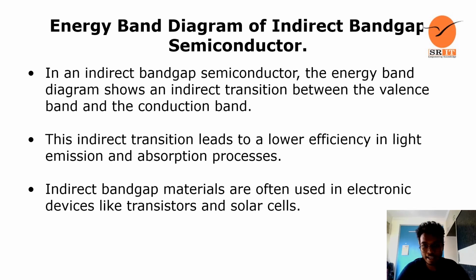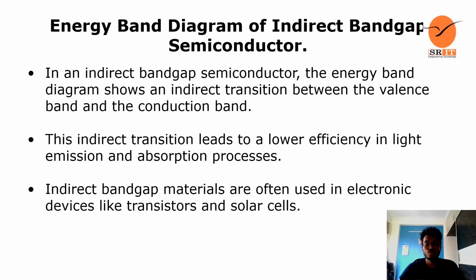Talking about the energy band diagram of indirect bandgap semiconductors, in an indirect bandgap semiconductor, the energy band diagram shows an indirect transition between the valence band and the conduction band. Since we have already seen in the diagram that there is an indirect transition but not a direct transition. This is because of the difference in momentum when electron and hole recombination takes place. And this indirect transition leads to lower efficiency in light emission and absorption processes.